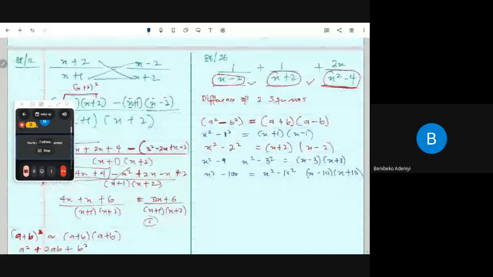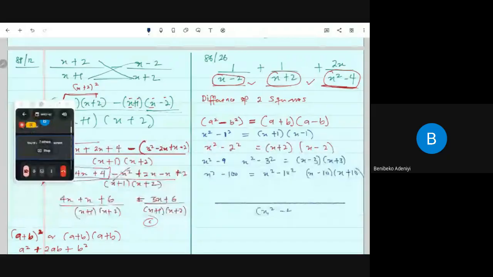Our LCM now is just going to be x squared minus 4. So this (x minus 2) in this, the original, is going to be (x plus 2). So multiply (x plus 2) with this one. So (x plus 2) in this to be this one, multiplied by this to be (x minus 2). Then this x squared minus 4, this is what we have here. So it will be 1 times 2x. That was 2x.